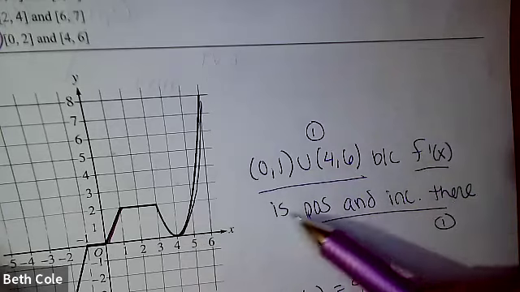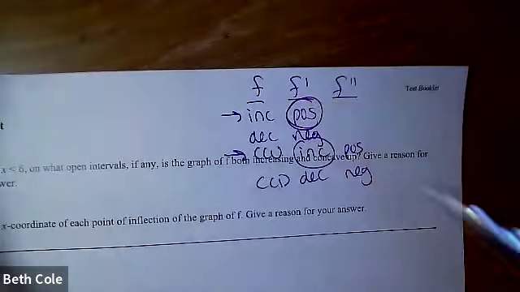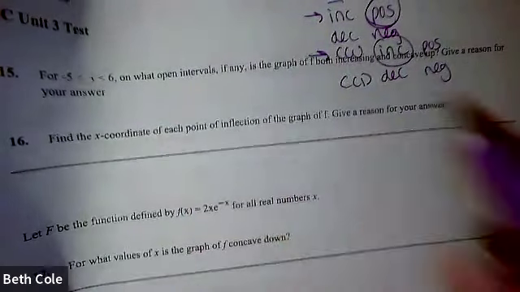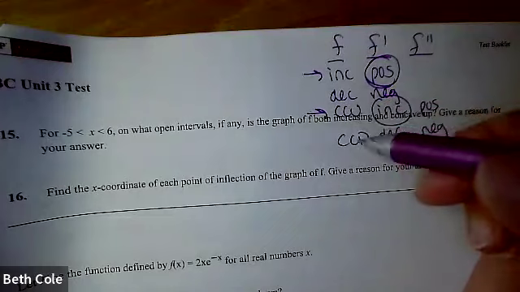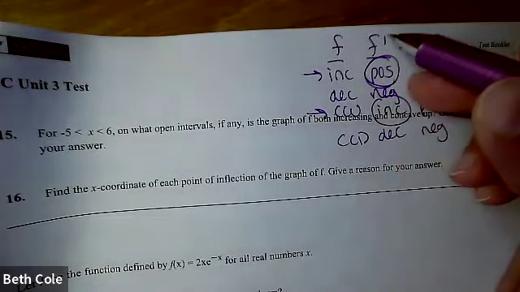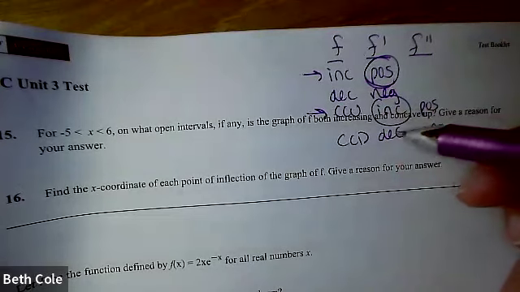Keep it simple. F prime is positive and increasing there. Just go with exactly what it says on the sticky note. Don't get more fancy than that, right? Inflection points on the graph of f, which again is not the one you're looking at. Inflection points is a change in concavity, up to down or down to up. So we're looking for a change in the graph we're looking at, increasing to decreasing or decreasing to increasing.